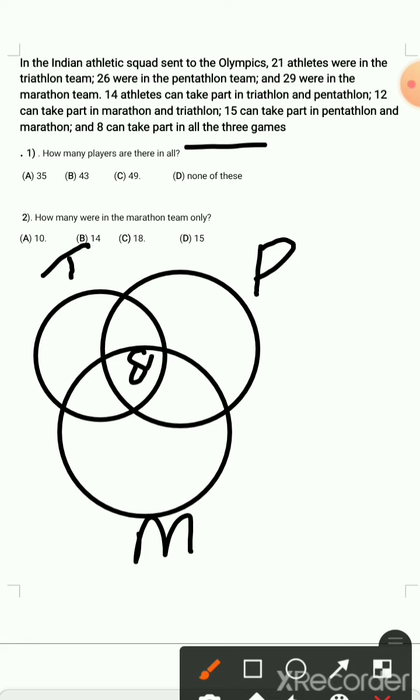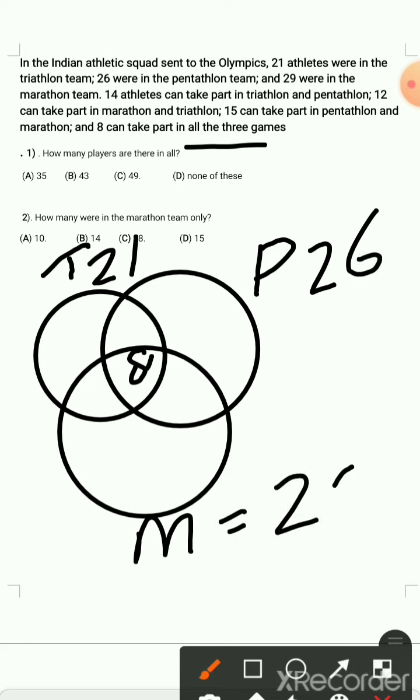And 21 athletes were in the triathlon team. 21 the triathlon, this total is 21. 26 were in the pentathlon, this is 26. 29 the marathon is 29. Okay, 14 athletes can take part in triathlon and pentathlon. So that means the sum of this portion, this and this, is how much? 26 were in the pentathlon team, 29 were in the marathon team.